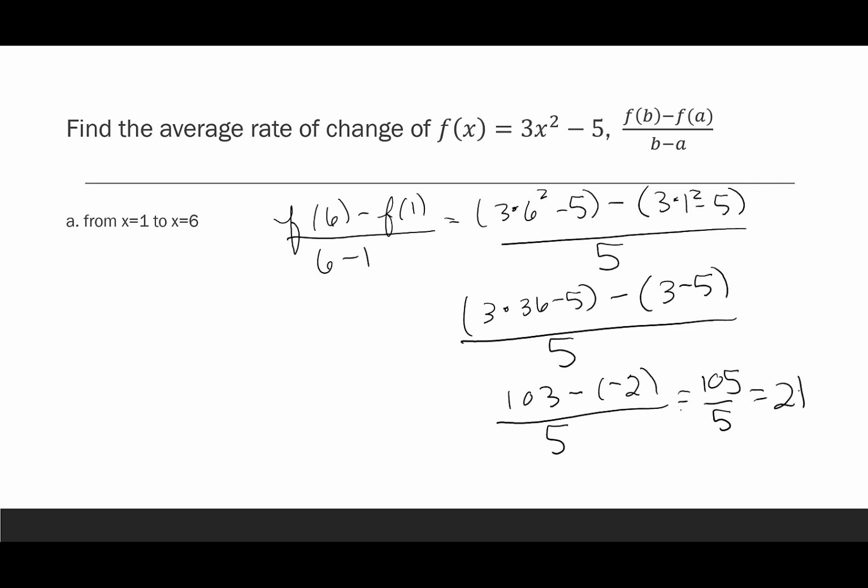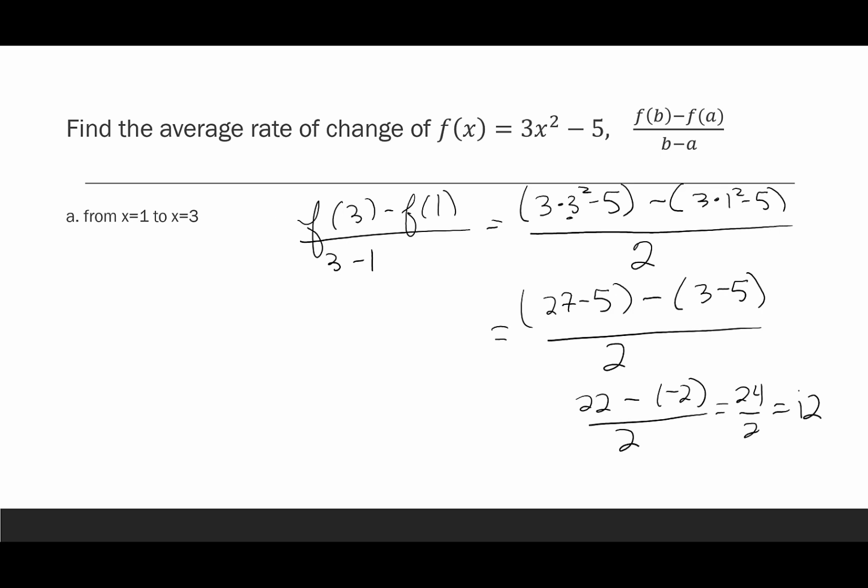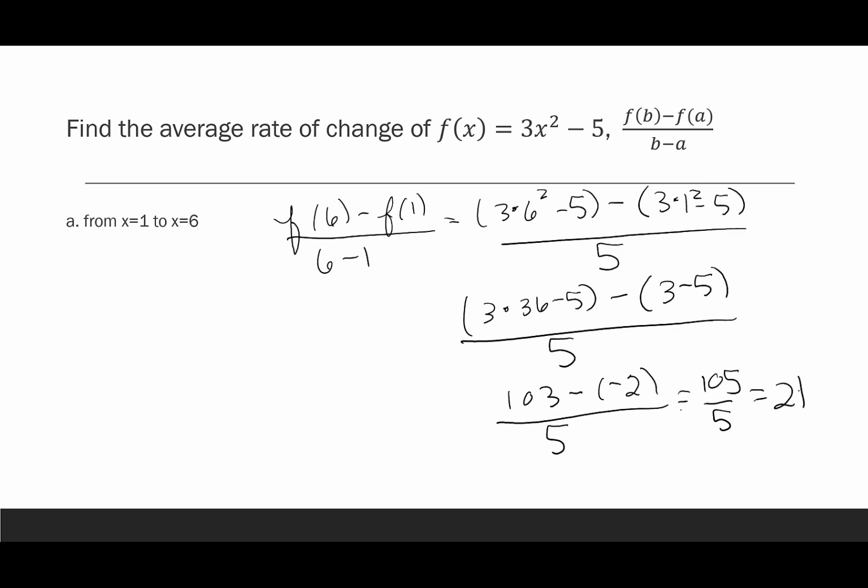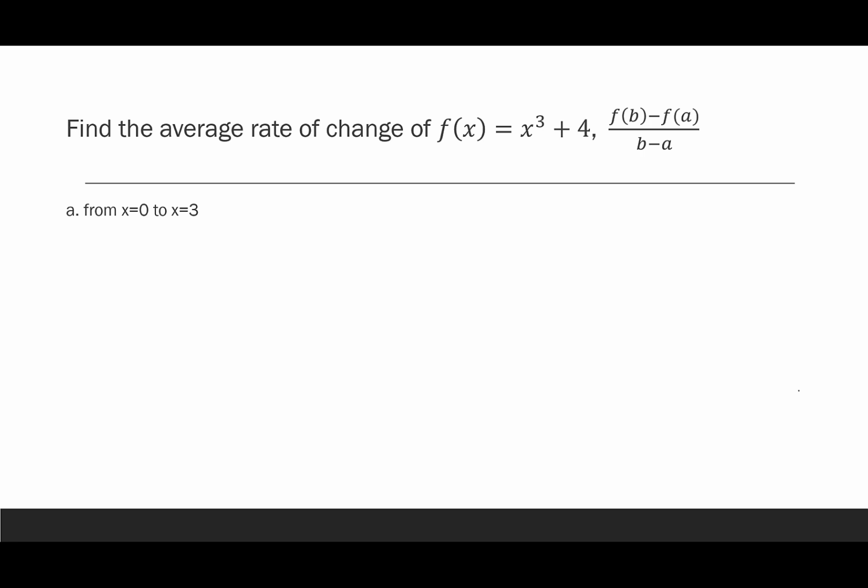What I want you to see here is that we got a different answer. I used the same function, but I changed my interval. So when I went from 1 to 3, it changed by about 12 each time I moved my x. But if I went from 1 to 6, on average, I was increasing by 21. So I changed the function.